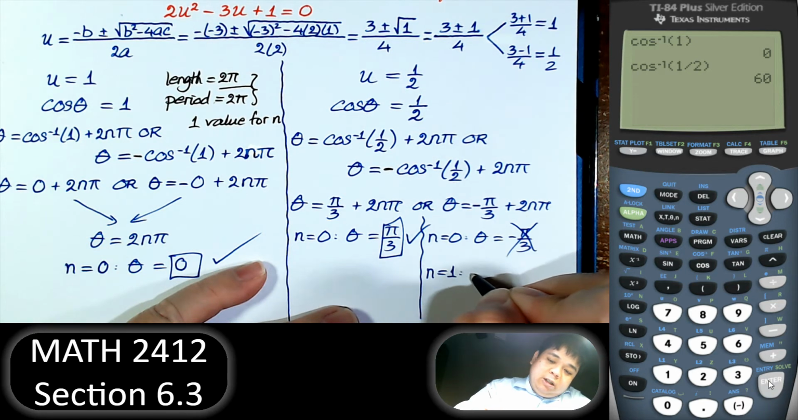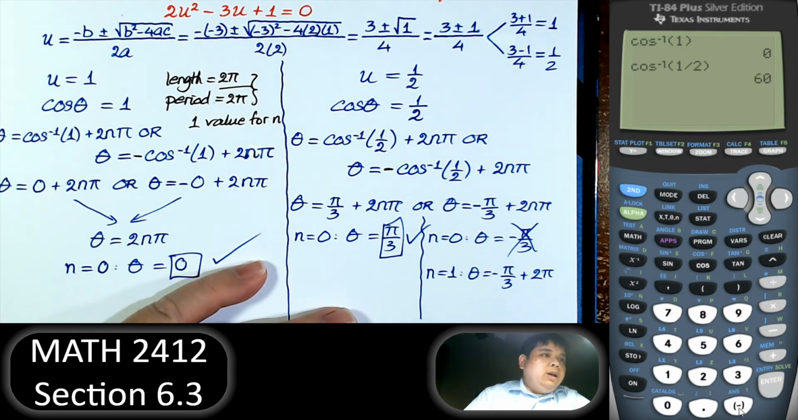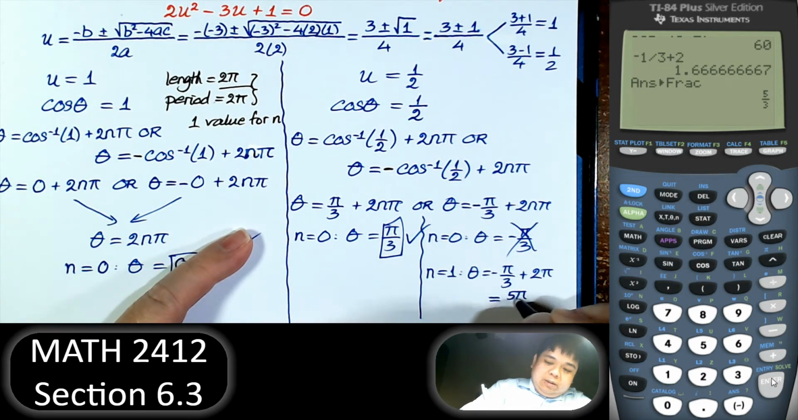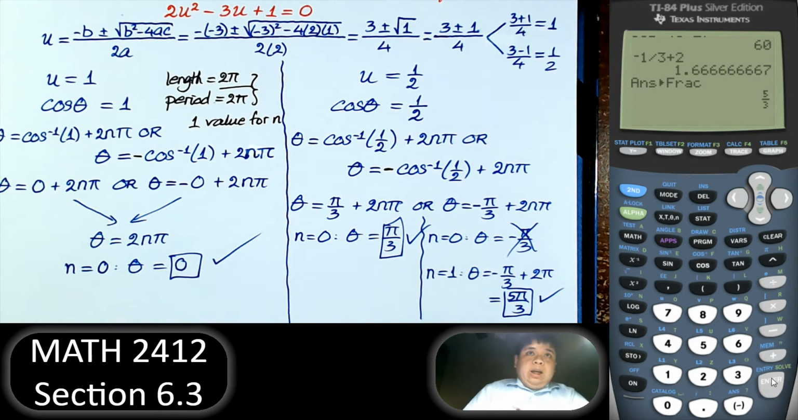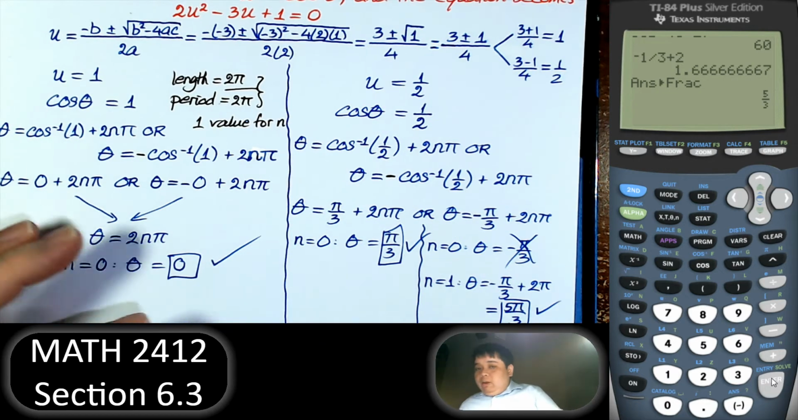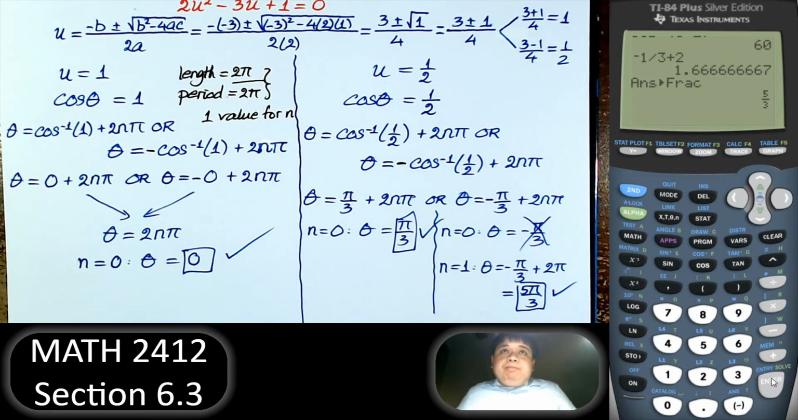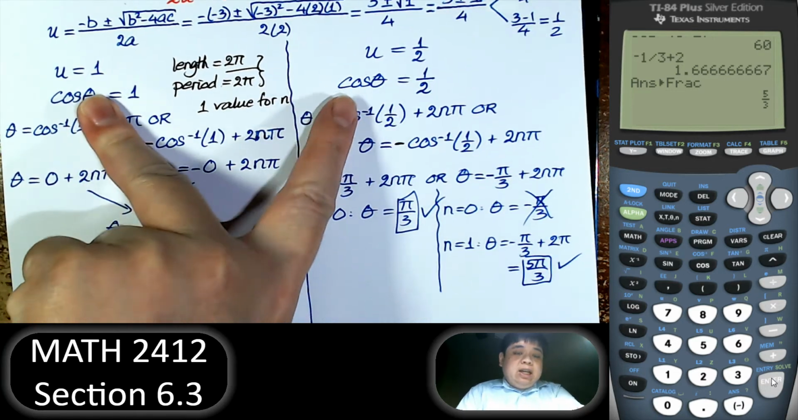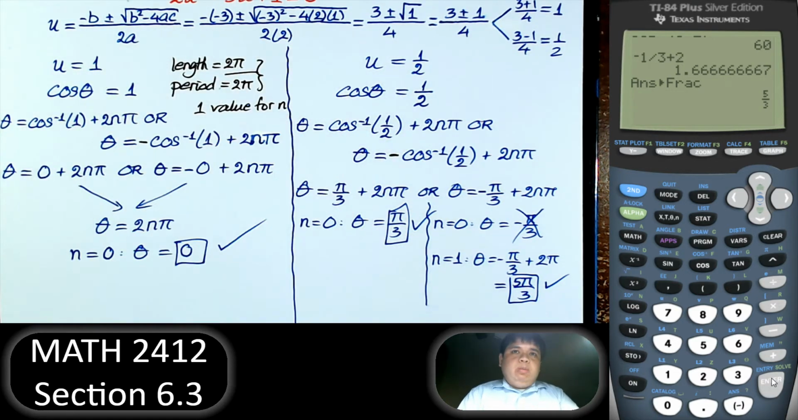Now choose n equal to 1. Negative pi over 3 plus 2 pi. That is between 0 and 2 pi. So we have 5 pi over 3, which is between 0 and 2 pi. So this problem we have 3 solutions: 0, pi over 3, and 5 pi over 3. So once again, we just convert this into a quadratic equation, and solve for that first, and each solution corresponds to a trigonometric equation. So we solve both of them.